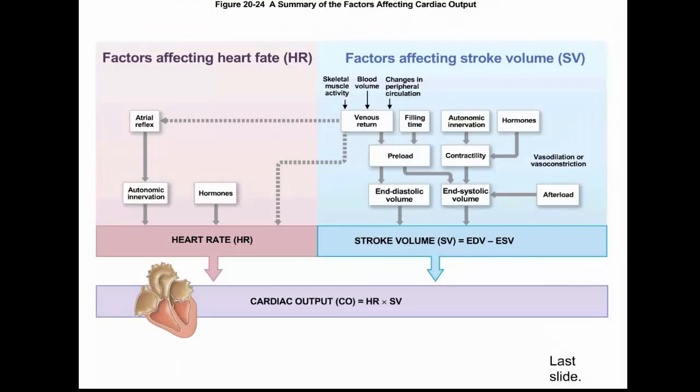So here we've got a summary of factors that affect heart rate and factors that affect stroke volume. Again, I'm not going to go through it in a lot of detail. We know that hormones and autonomic innervation will affect heart rate, and we know that stroke volume, the amount that goes out with each heartbeat, is equal to the end diastolic volume minus the end systolic volume. Both of those, the heart rate and the stroke volume, will impact on cardiac output. So cardiac output equals heart rate multiplied by stroke volume.